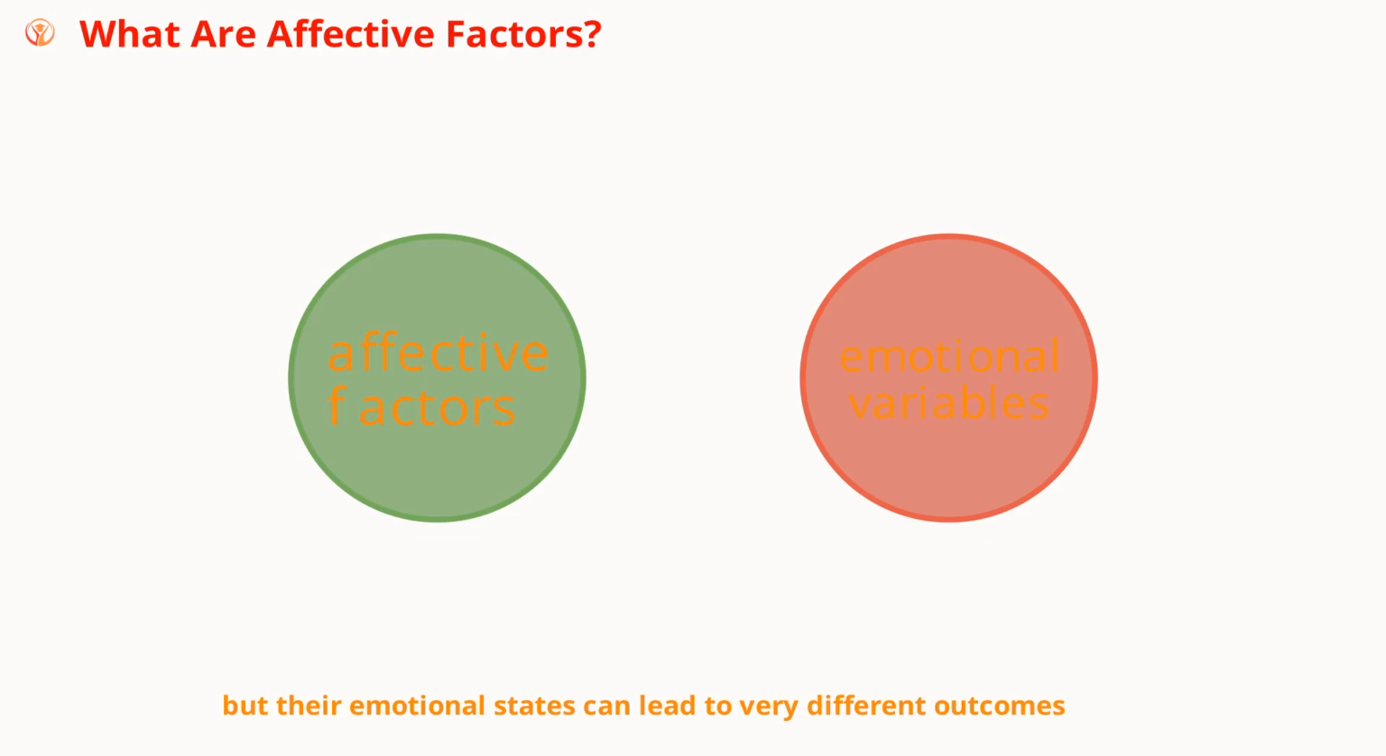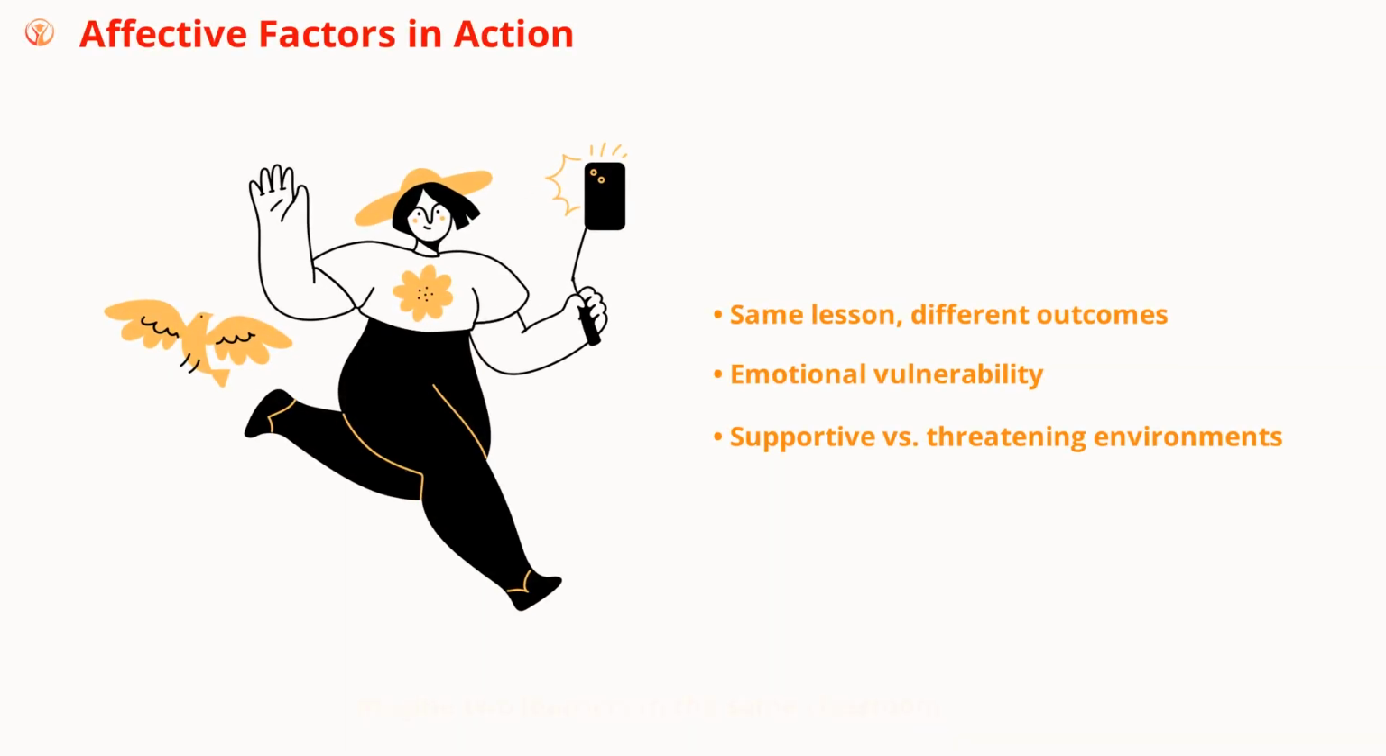For example, two students may receive the same lesson, but their emotional states can lead to very different outcomes. Imagine two learners in the same classroom receiving identical instruction. One participates actively, takes risks, and steadily improves. The other avoids speaking, disengages, and remembers little. The difference often isn't intelligence or ability, it's affect.